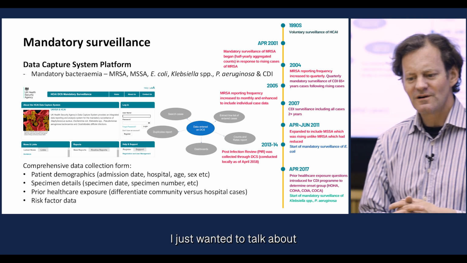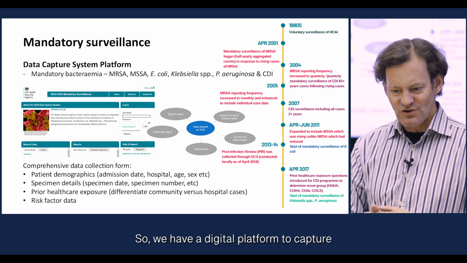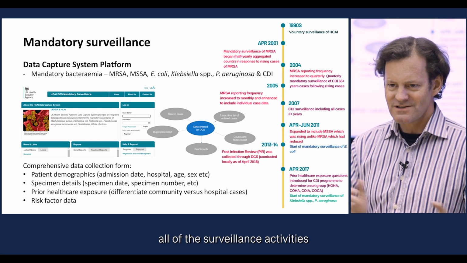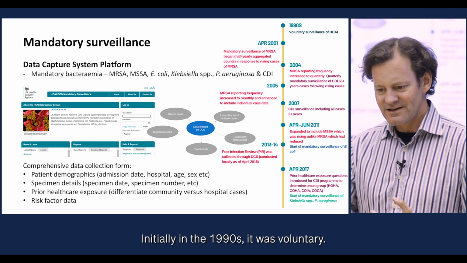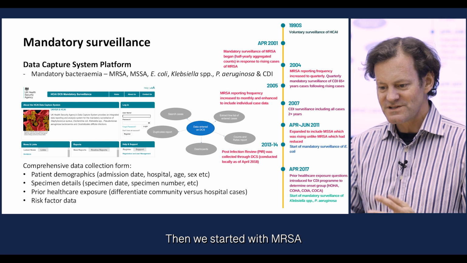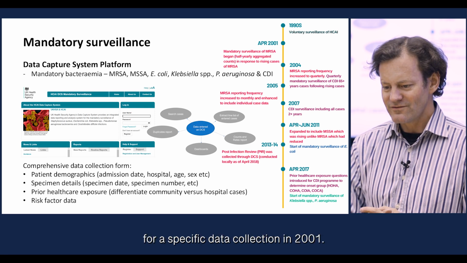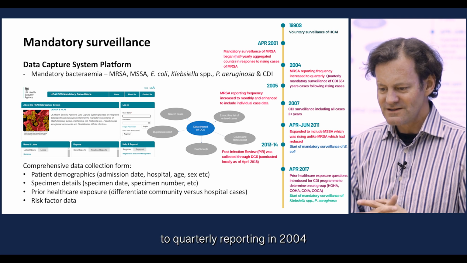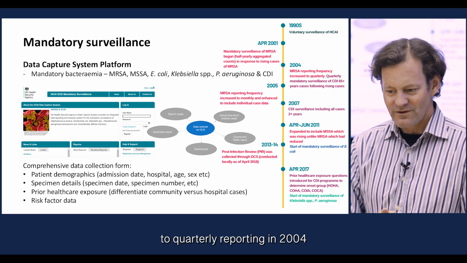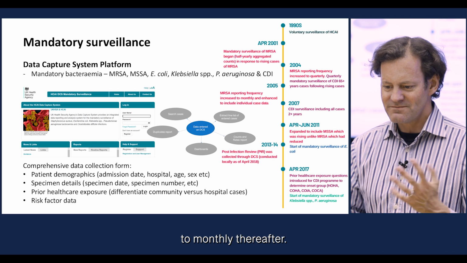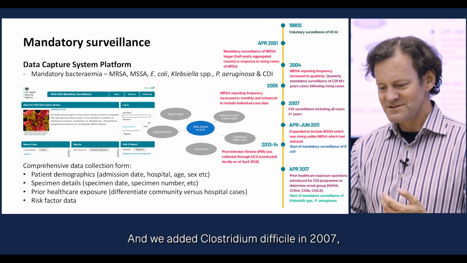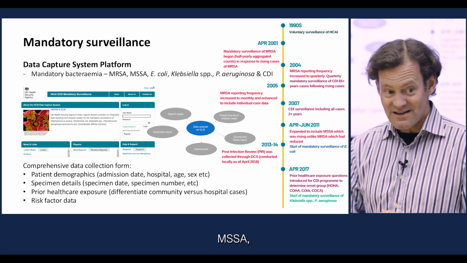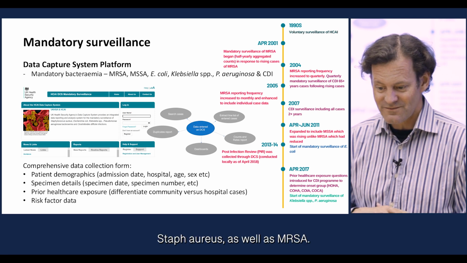So first off, I just wanted to talk about mandatory surveillance. So we have a digital platform to capture all of the surveillance activities for healthcare-associated infection. Initially in the 1990s, it was voluntary. Then we started with MRSA being recommended for specific data collection in 2001. We increased the frequency to quarterly reporting in 2004 from annual, and then we increased it to monthly thereafter, and we added Clostridium difficile in 2007, and then we also included MSSA, so methicillin-sensitive Staph aureus, as well as MRSA.